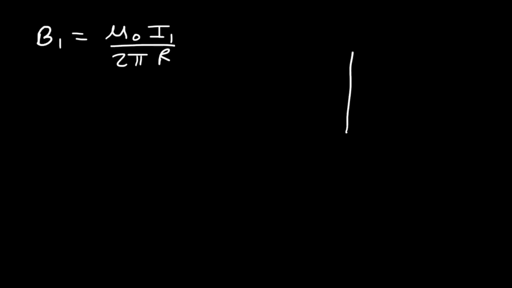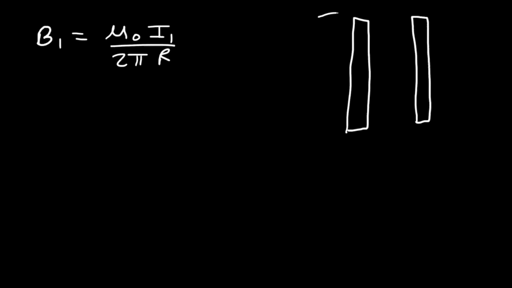So let's start with this equation. Wire 1 creates a magnetic field B1, which is mu 0 times I1 over 2 pi r, where r is the distance between the two wires. So wire 1, which produces a current I1, will generate a magnetic field that is at wire 2. And so r is the distance between the two wires.